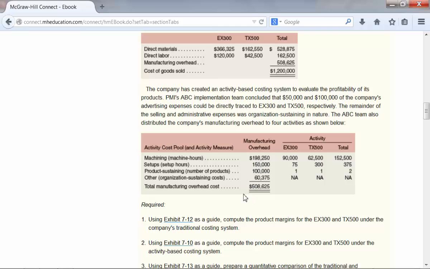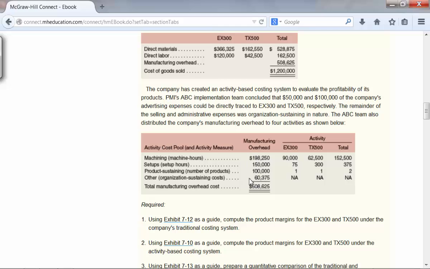But machining, you could get an estimate of this total overhead cost. How much of it is because of the machining activity? You could figure out how much time the people spend on the machines, making these E and T products. Somebody's got to operate the machine, and you could ask them how much time they're spending versus how much time people are spending setting up the machines. So yeah, you could do employee interviews here, and you could get at a weight between 0 and 1. How much of this total overhead, 508,625, should go to the machining activity?